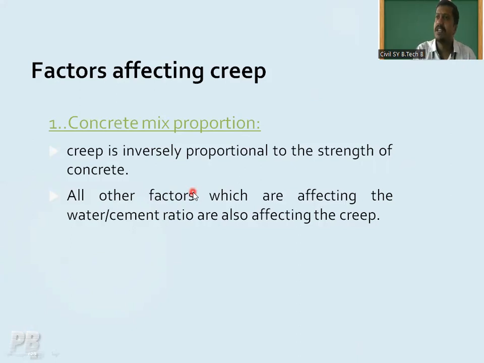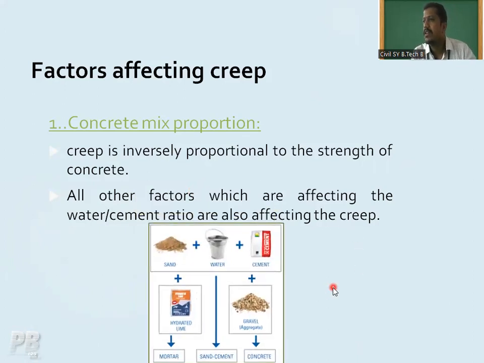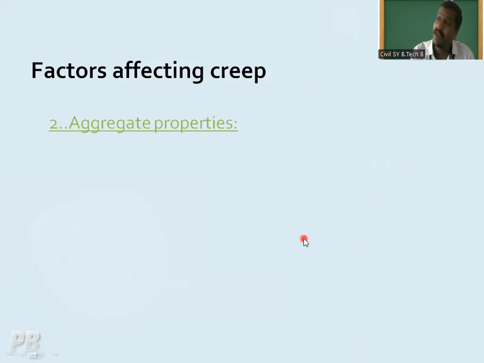Other factors, like the water cement ratio, are also affecting the creep. Okay. The diagram is there for you. Every day you are going to prepare such concrete using water, cement, and your aggregates, maybe sand, maybe coarse aggregates. Whatever concrete you prepare, if you do not take these ingredients in a proper proportion, it will lead to creep. Then the second factor. After the concrete mix proportion, let us discuss the second factor, aggregate properties.